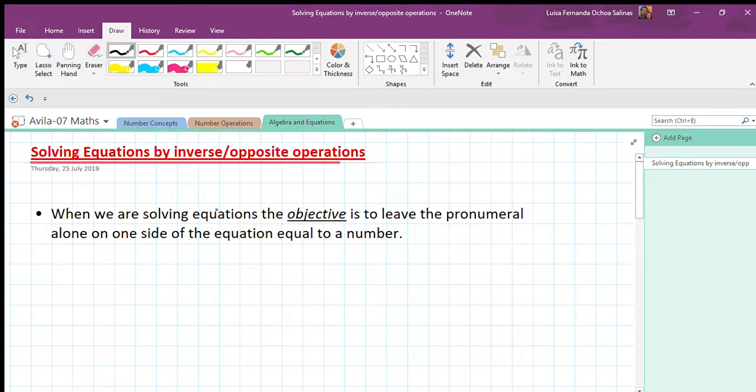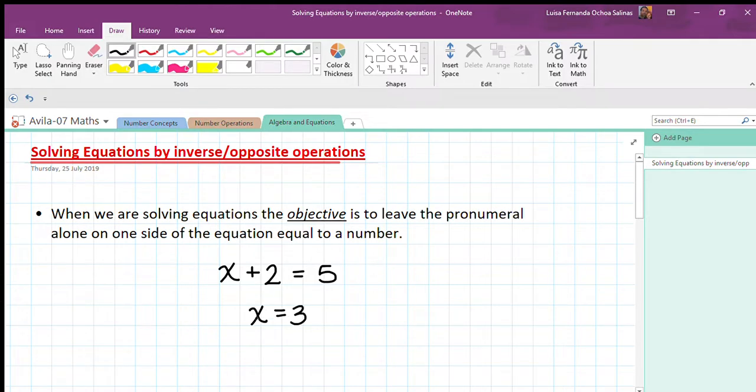So, first, when we are solving equations, the objective or the aim is to leave the polynomial alone on one side of the equation equal to a number. So let's look at this equation. If I say x plus 2 is equal to 5. So what is the value of x? So I'm sure that you're saying x must be equal to 3.